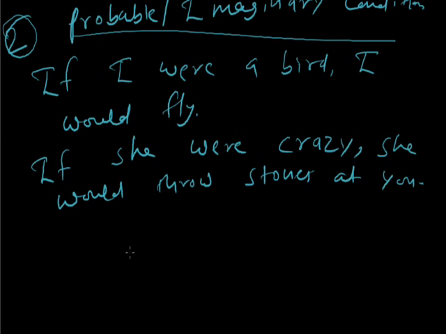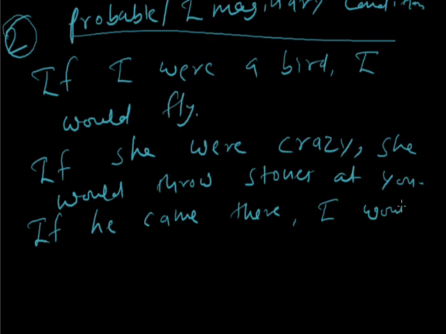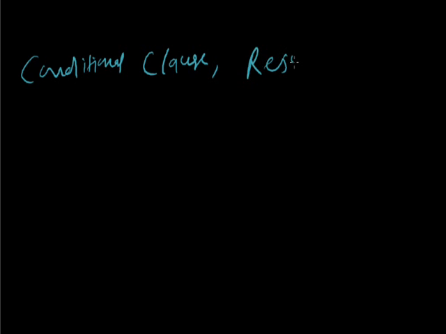Now, let's take yet another example. If he came there, I would leave. Well, we have seen three sentences of imaginary condition. Now, let us see what structure they have. What form of verb is used in them. In this also we see two clauses. The first clause is the conditional clause, of course, and the other clause is the resultant clause, of course.